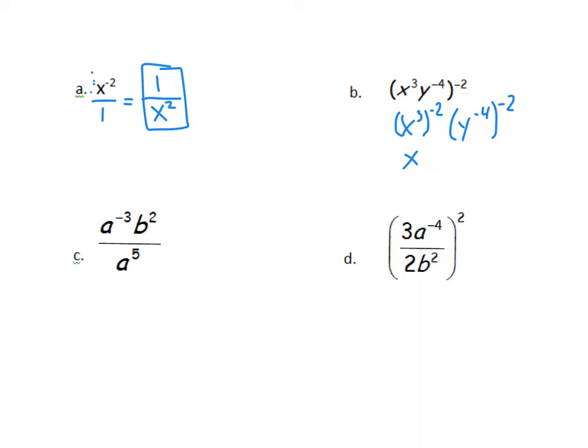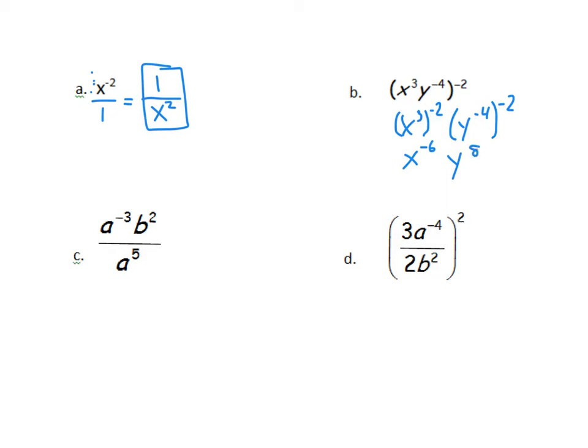3 times negative 2, which is negative 6. And now we have a base of y, and we have 2 powers on it. 2 powers here, so we multiply those powers. Negative 4 times negative 2. Well, negative times a negative is positive, and 4 times 2 is 8.